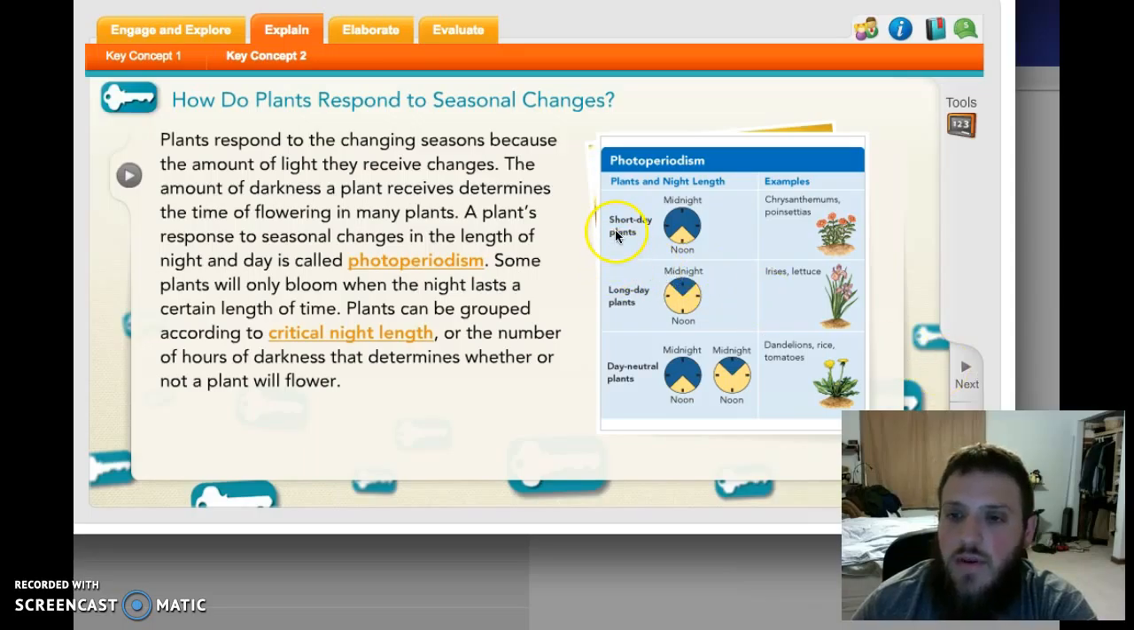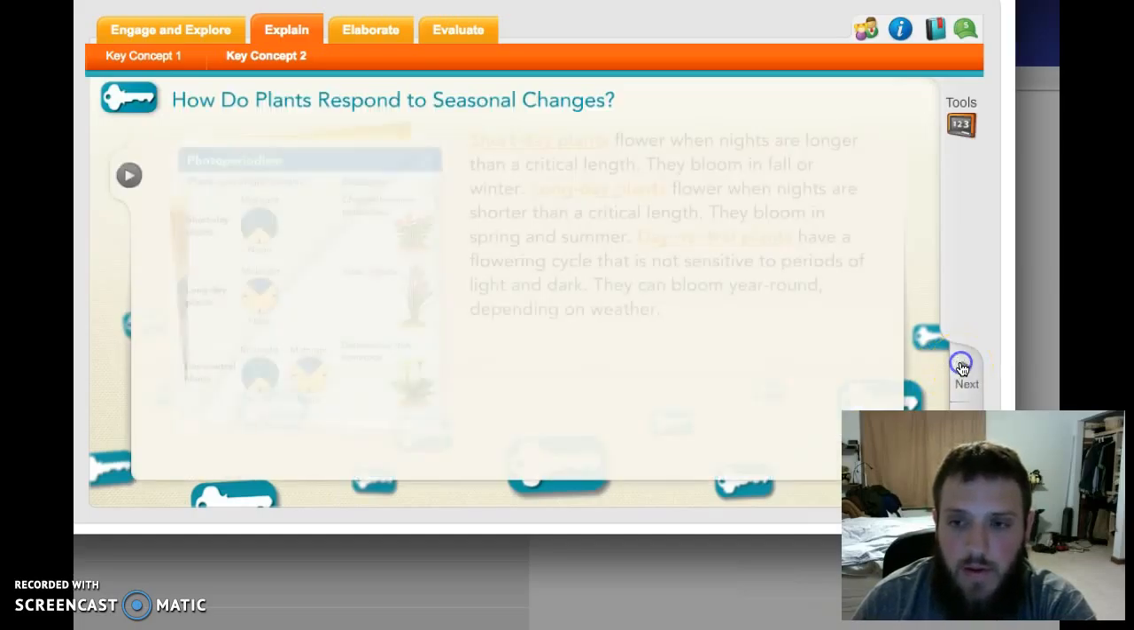And you have three different kinds. You have short day plants, long day plants, or day neutral plants. So short day plants need a lot of darkness to flower. Long day plants need not that much darkness to flower. And day neutral plants don't care. They flower no matter what.